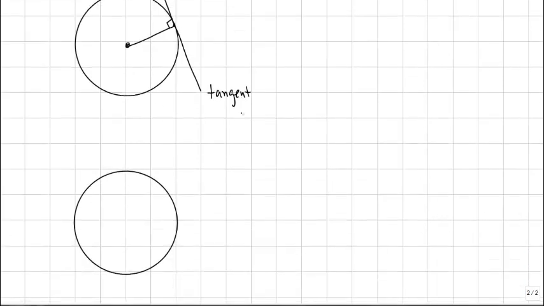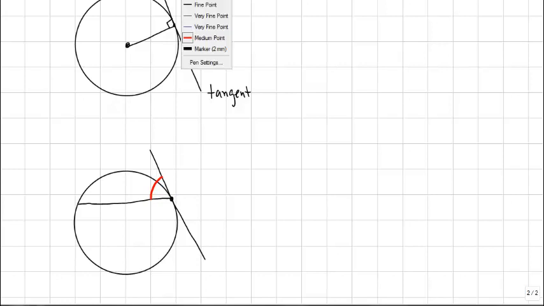What if we're not trying to form an angle between the point of tangency and the center? What if we have a tangent line and a chord? So we've got an angle there formed by the tangent line and a chord. Well, what can we say about that? It turns out that any inscribed angle containing that same chord is going to have the same measure as the angle between the chord and the tangent line. So this angle is equivalent to that angle right there.